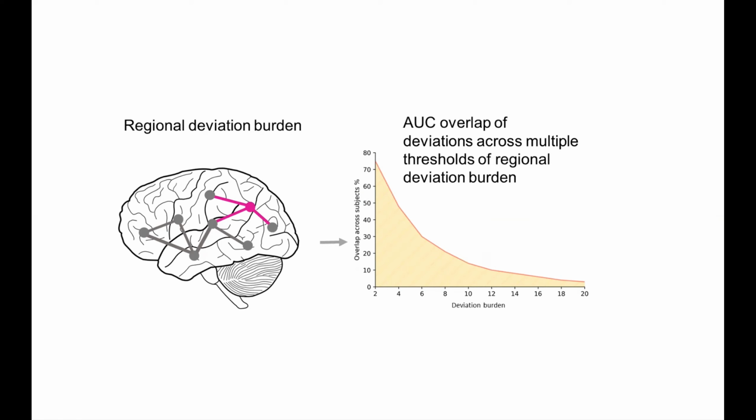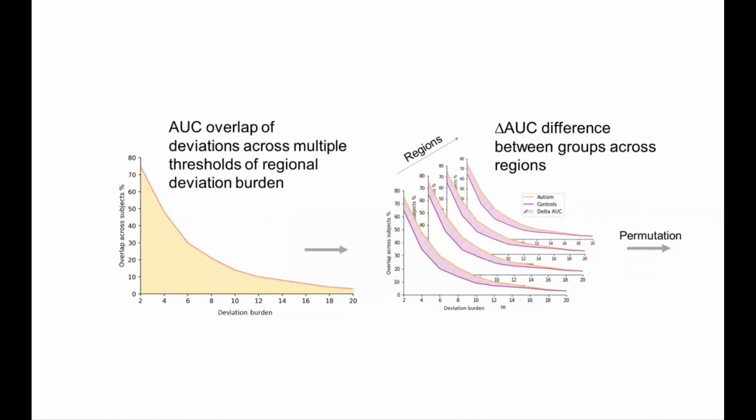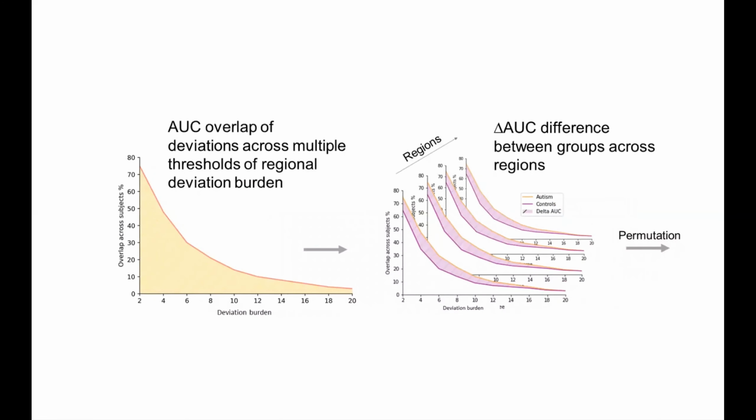What this means is that at each threshold we estimated the percent of people that have as many as or more deviations than the threshold. To summarize these into one measure, we calculated the area under the curve across the overlaps in each group. We then used this area under the curve to calculate the difference of regional deviation burden overlap, again using permutation by randomly shuffling the labels to create a null distribution.